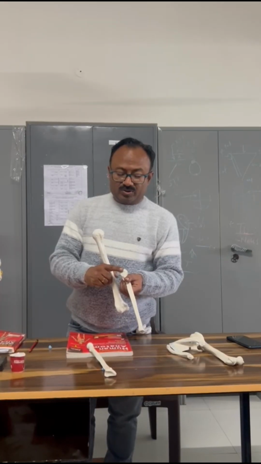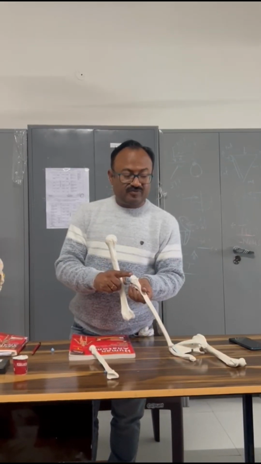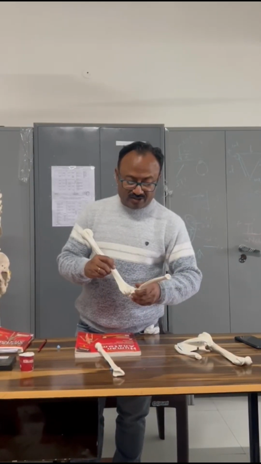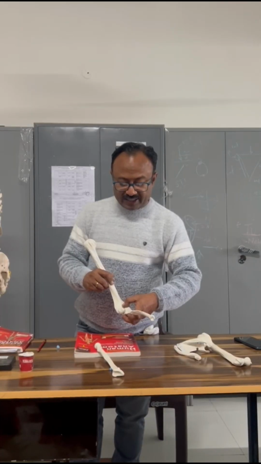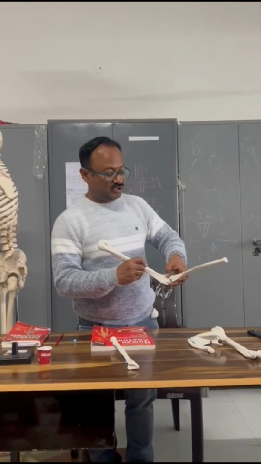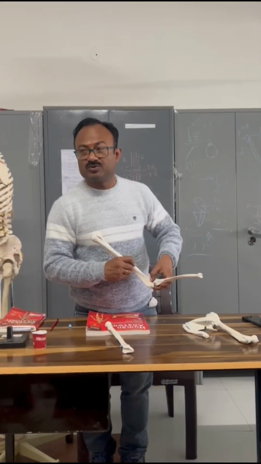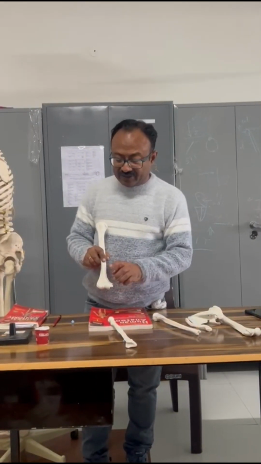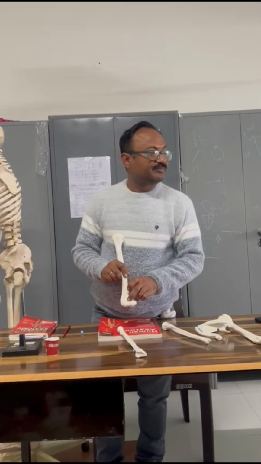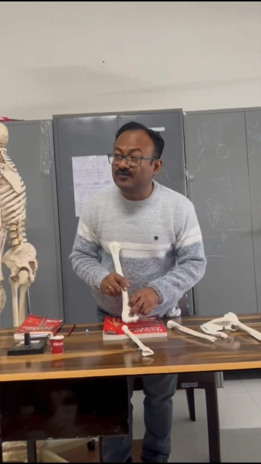In the ulna you will find two processes: the coronoid process and the olecranon process. When the trochlea articulates with the trochlear notch, there is one fossa just above the trochlea, which is for the accommodation of the coronoid process. So this fossa is called the coronoid fossa. At the anterior side of the lower end you will find two fossas: just above the capitulum the radial fossa, and just above the trochlea the coronoid fossa.